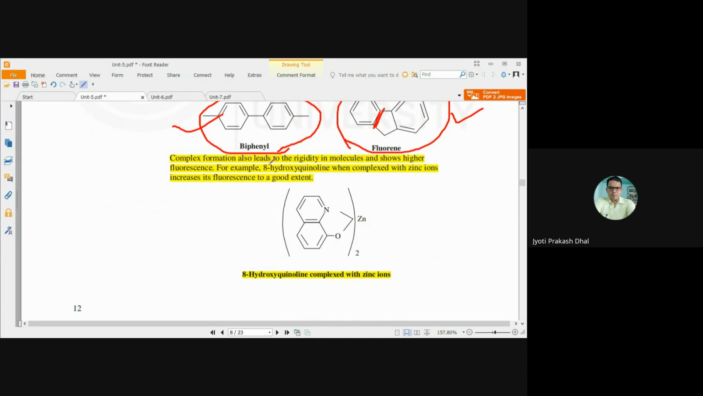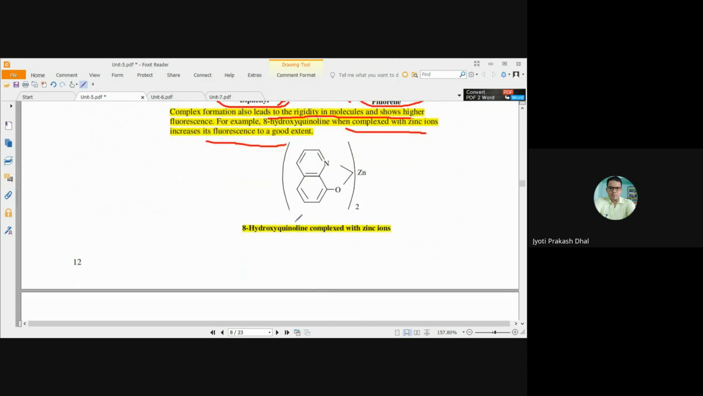And complex formation also leads to the rigidity of the molecule and shows higher fluorescence. So that means if a more complex structure is there, then the molecule will become rigid and that will become fluorescent. For example, 8-hydroxyquinoline, when complexed with zinc ion, increases its fluorescence. So this is 8-hydroxyquinoline.